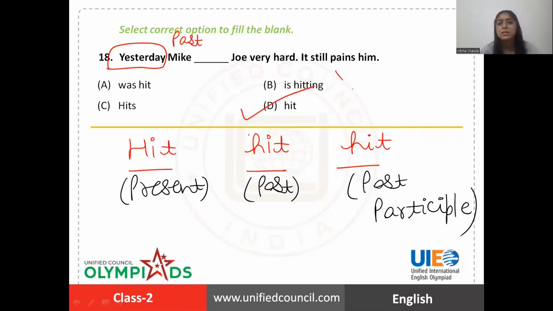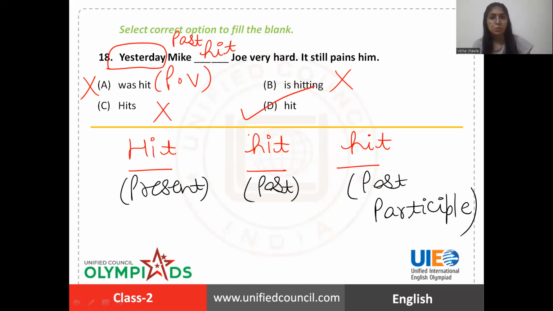The past tense, not is hitting, hits. Was hit? It will become passive voice. Mike was hit. No, we are here trying to say Mike hit Joe. Mike was the one who hit Joe. Okay, it is a sentence in active voice. That's why was hit is incorrect.